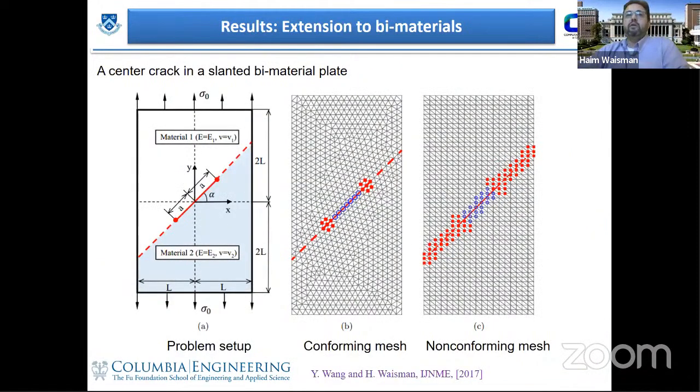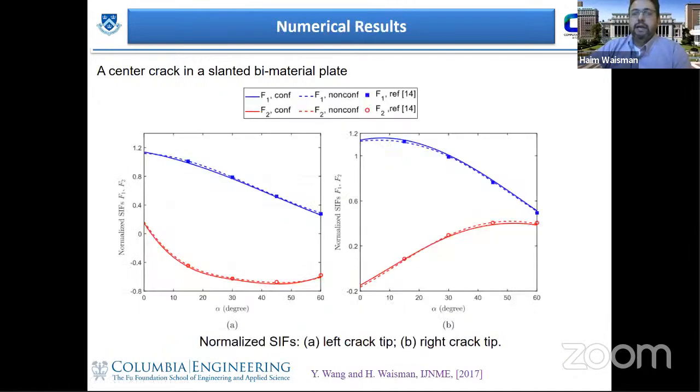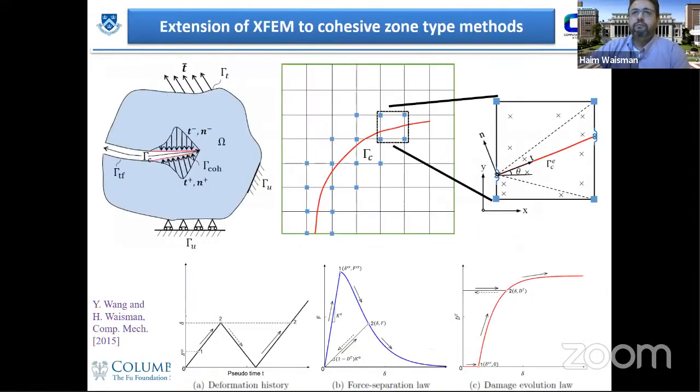Some examples here include the following inclined crack with two different materials. One can use either a conforming mesh along the interface, and this is our enrichment, or we can use a non-conforming mesh where we enrich the whole region with the same shape functions. And if we compare the results to the literature in terms of stress intensity factors, we see that both conforming and non-conforming give us very accurate results.